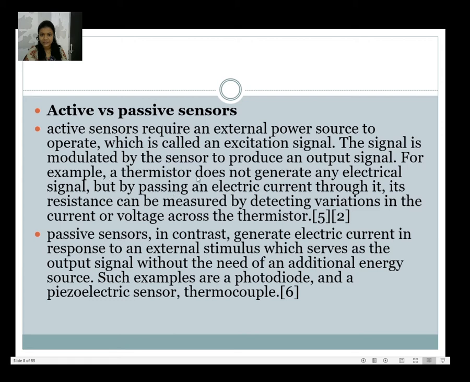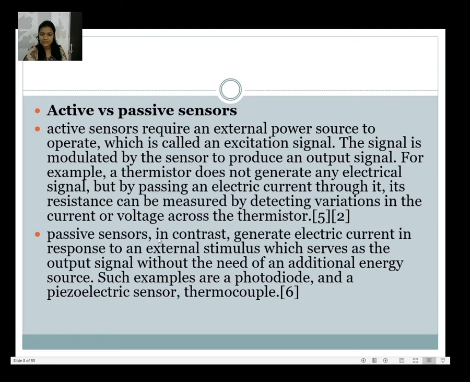For example, a thermistor does not generate any electrical signal, but by passing an electric current through it, its resistance can be measured by detecting variations in the current or voltage across the thermistor. So it is nothing but your active sensor.